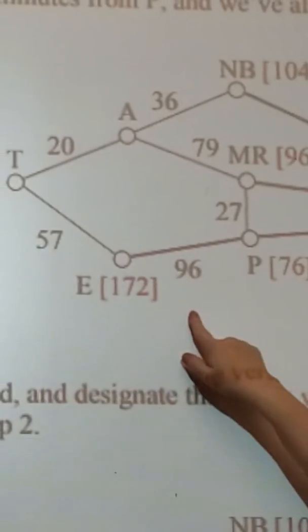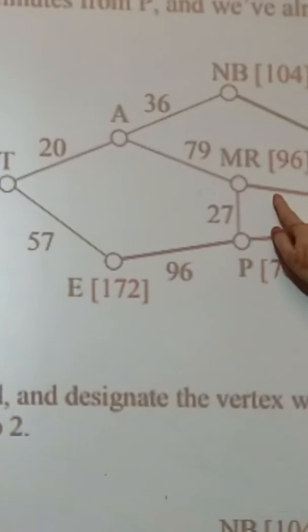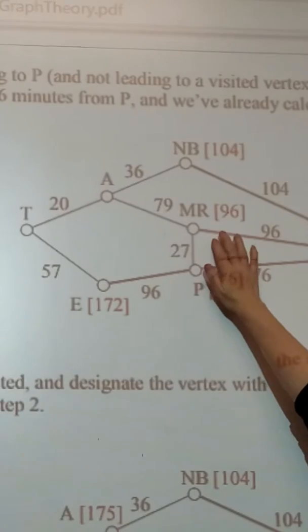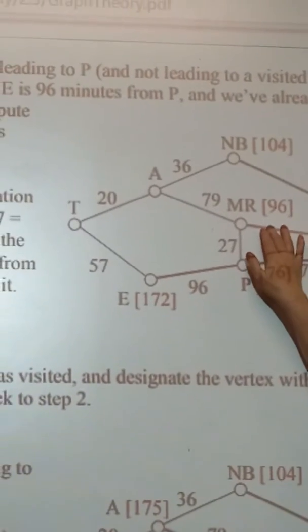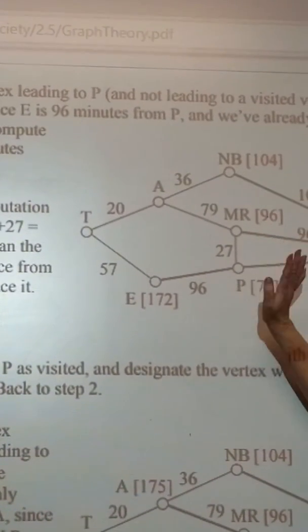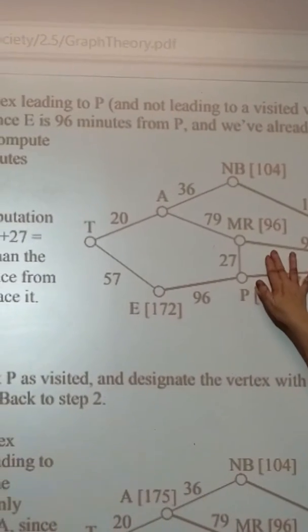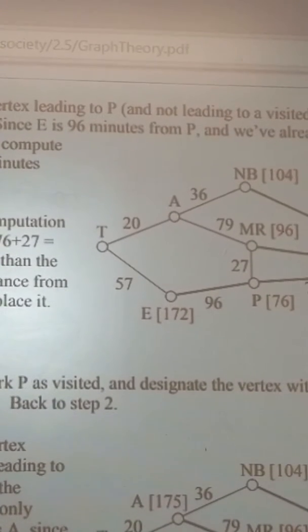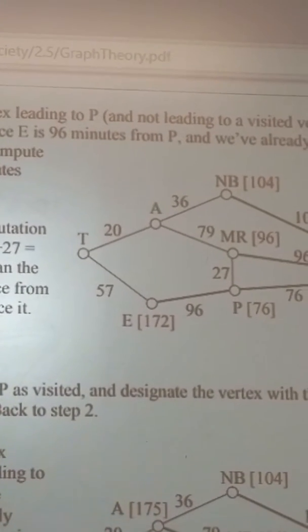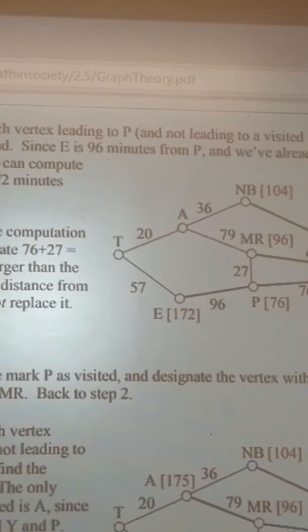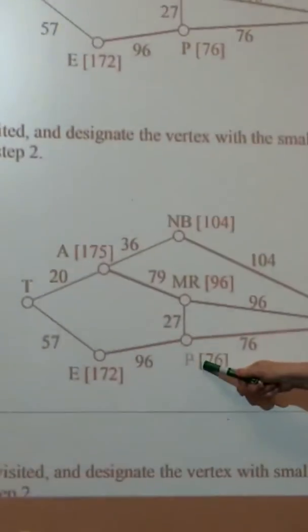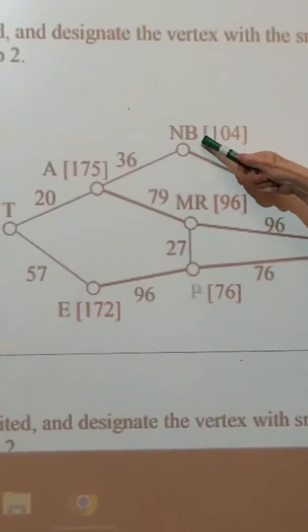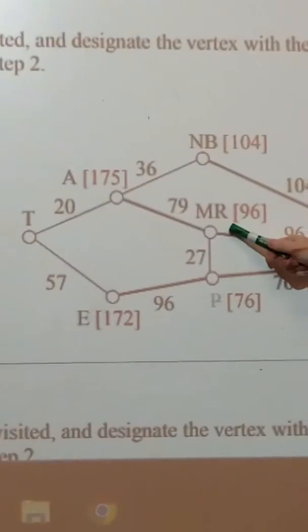If we make the same computation for Mount Rainier, MR, it's going to be 103. Since 103 is larger than the 96 that's already there, we don't replace it, okay? We keep it there. We mark P as visited, and we designate the vertex with the smallest recorded distance as current. So now P is visited, it's crossed off. Now we're looking at Eatonville, Mount Rainier, North Bend. Mount Rainier's the smallest.